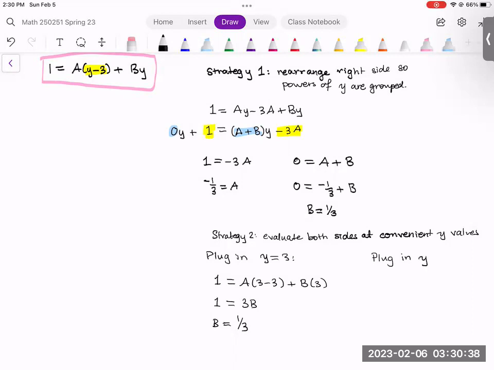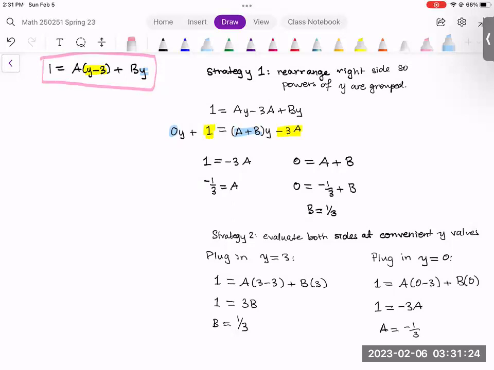Let's also try plugging in y equals 0. All right, so we evaluate on the left-hand side, and since that doesn't have any y's, it just gives us 1. On the right-hand side, we have a times 0 minus 3 plus b times 0. We actually know what b is, but that term just goes away. And so we have 1 equals -3a. And so a is -1/3. Again, we were choosing this value just to make the term y equal to 0.